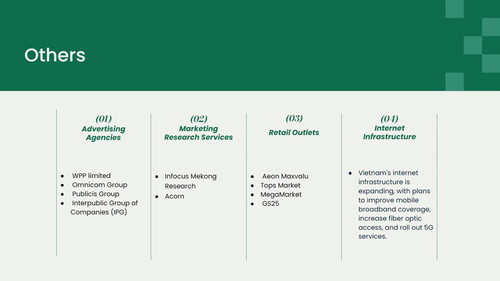If I talk about the other agencies, there are some advertising agencies like WPP Limited, Omnicom Group, Publicis Group, and one more. And marketing research services are also there, like Infosys, Mekong Research, and Econ, and they have retail outlets for the public so that they can easily buy the material for their daily life.